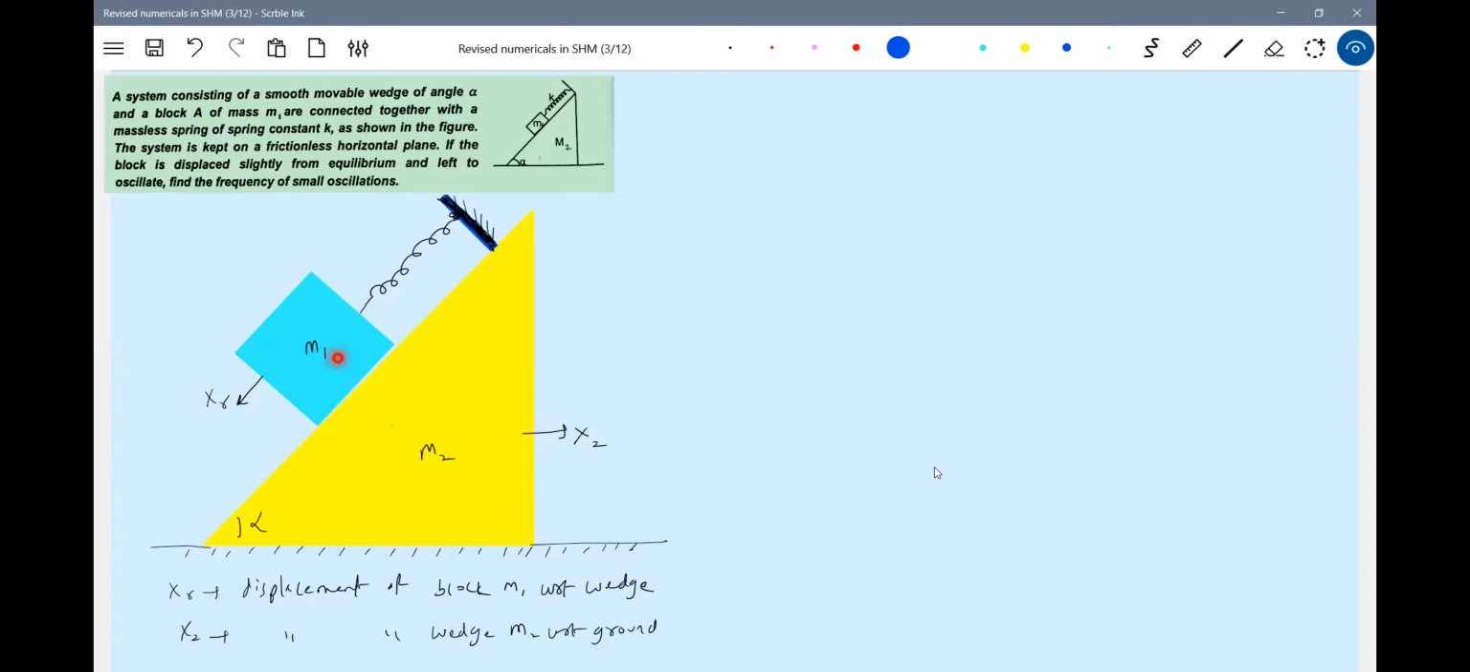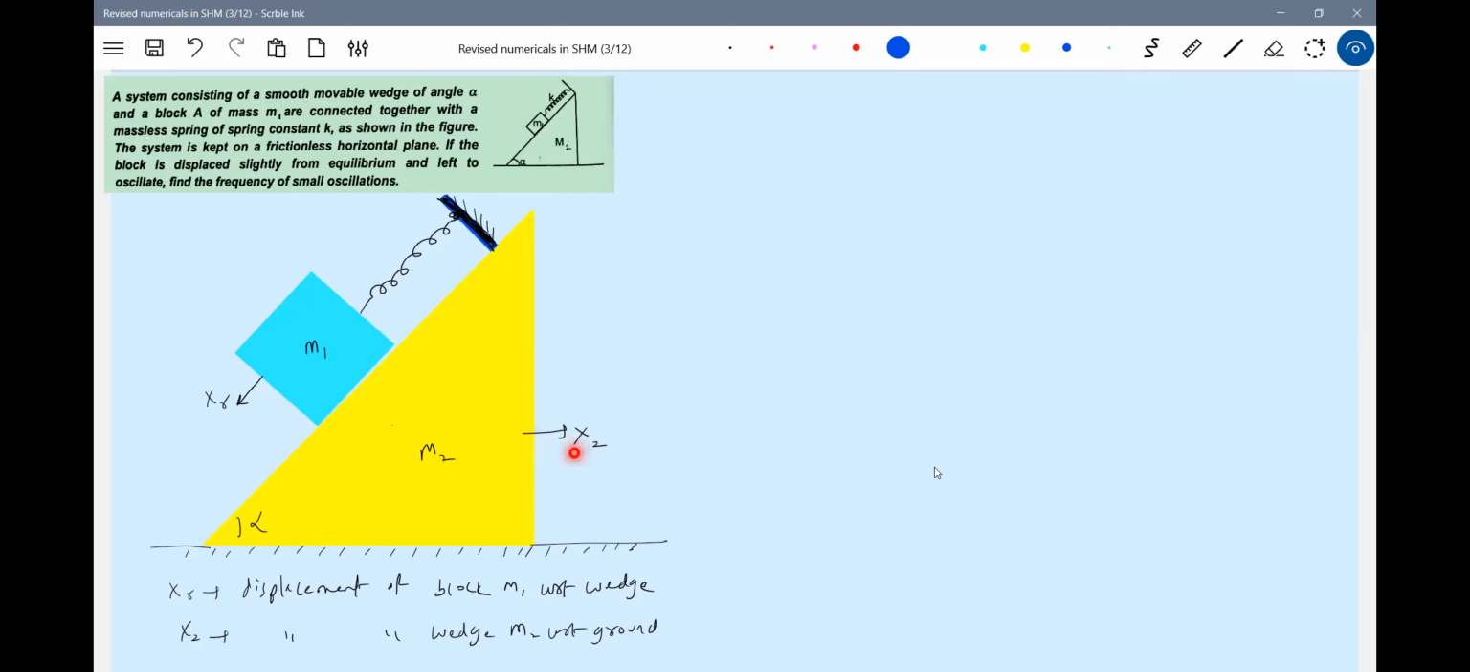Now I'm going to slightly pull it down and release. This is the additional displacement, how much I pull down. Let me pull down by distance xr with respect to the wedge. Then what makes the wedge move? Because of normal contact, the wedge will start moving here. Let x2 be the displacement here.